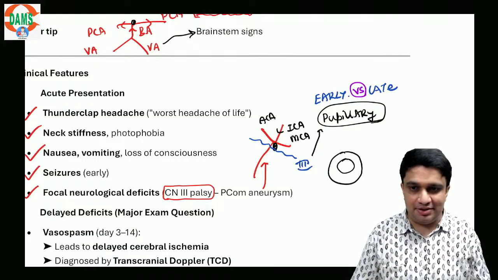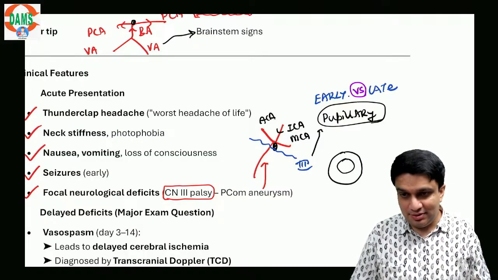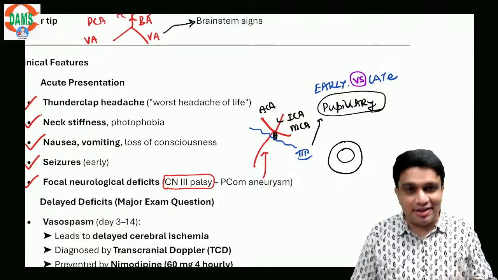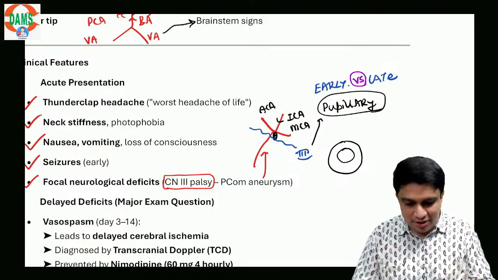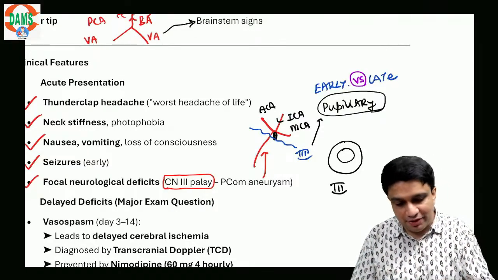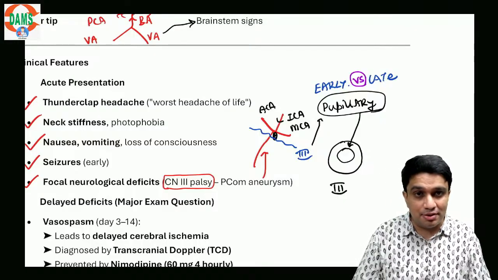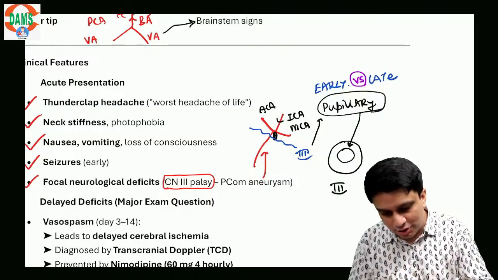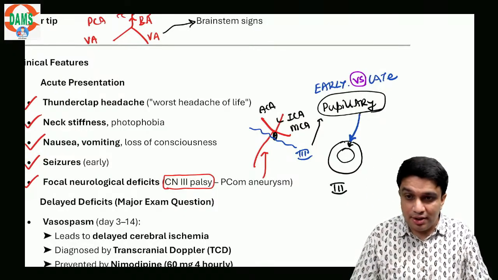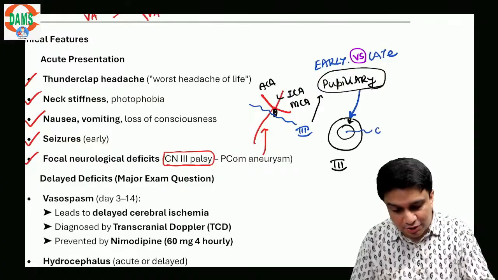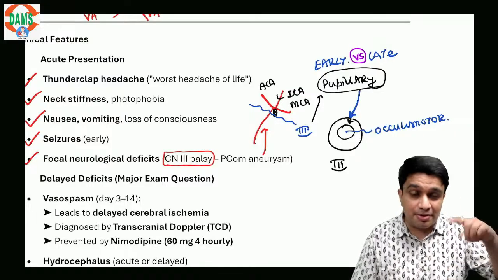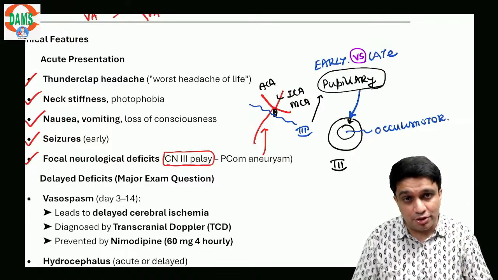Late. Okay. I'll clarify this concept. This is the third cranial nerve I've cut in a transverse section. The outside fibers are peripheral fibers. They are your pupillary fibers. So I'll just shorten the arrow so that you don't get confused. Correct? And the central fibers are your oculomotor fibers. How to remember? Third nerve, peripheral fibers are pupillary and the center ones are oculomotor.